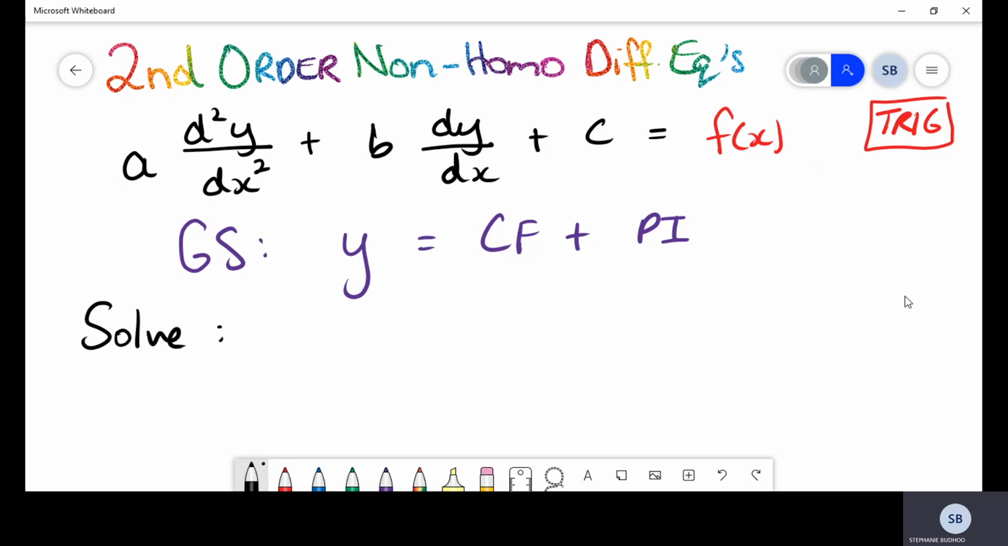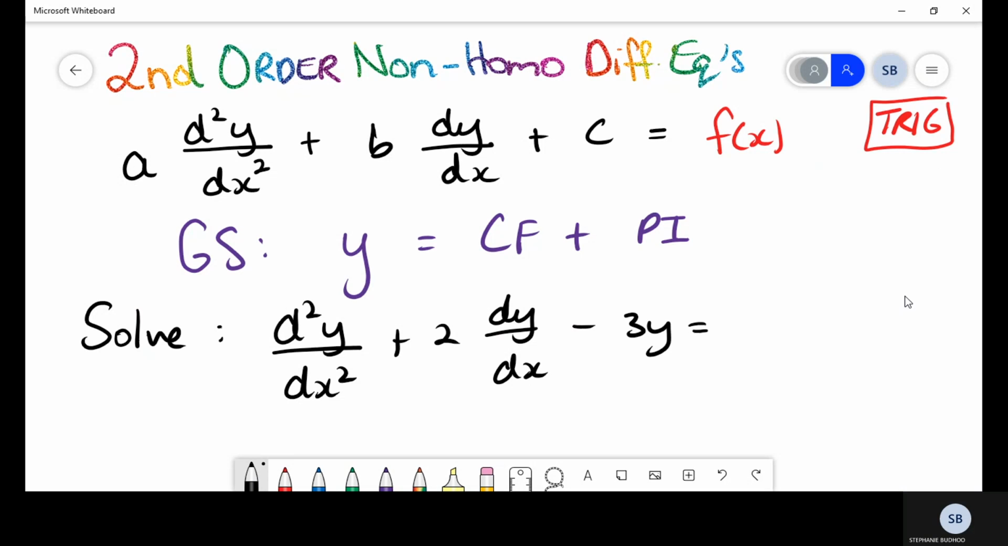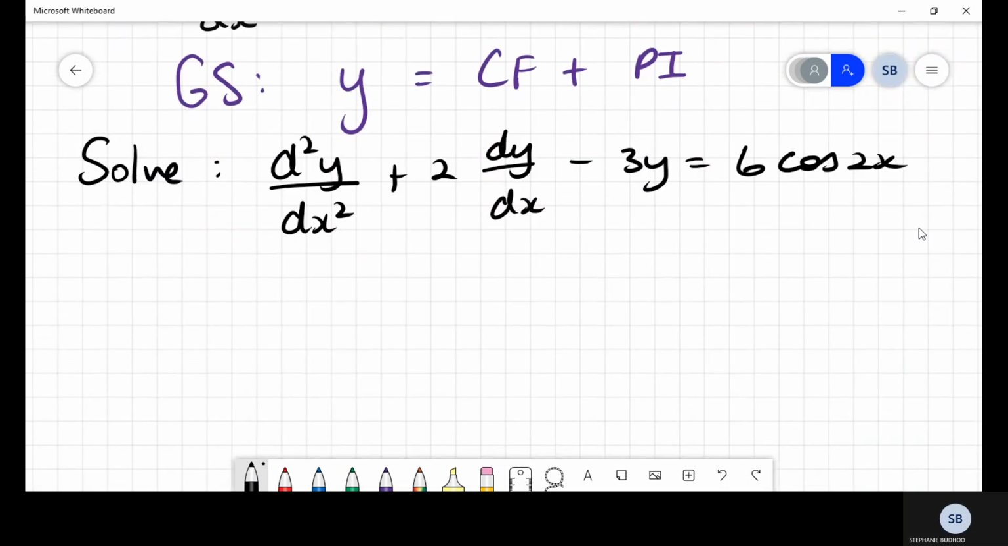So let's get into an example of a question. We are going to attempt to solve the differential equation d2y/dx squared plus 2 dy/dx minus 3y is equal to 6 cos 2x. Because this is the only question we'll be doing in this tutorial, I am actually going to do the entire complementary function along with the particular integral.